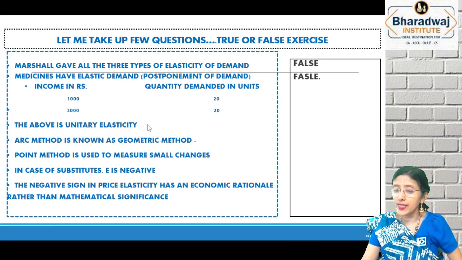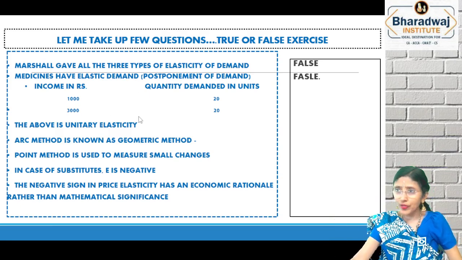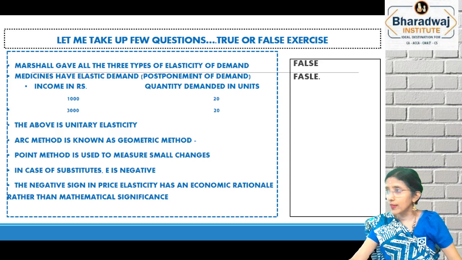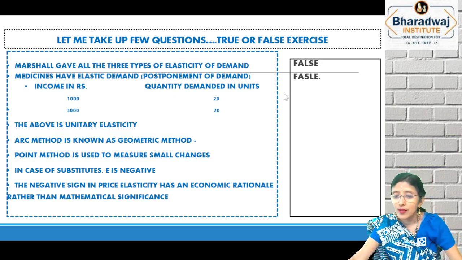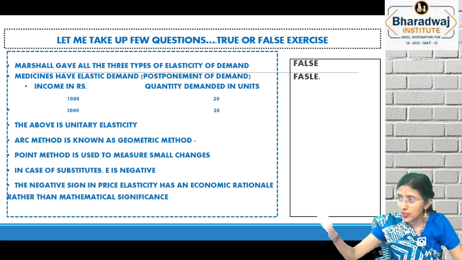The above is unitary elasticity. This is an important question. I told you, for income elasticity of demand alone, the types are also important because they are asking numericals. You have different types of income elasticity, no? Income elasticity less than 0, equal to 0, greater than 1, equal to 1, less than 1, all you have. What is this? The above is unitary elasticity, true or false? Certainly they'll ask conceptual questions. With the numbers, look at the numbers and give the answer.